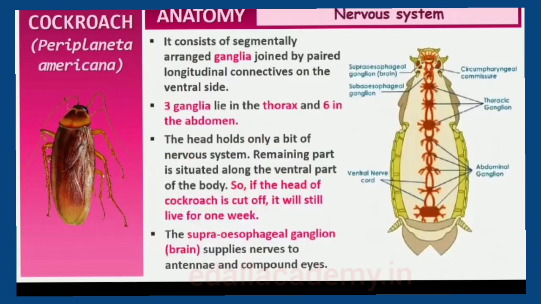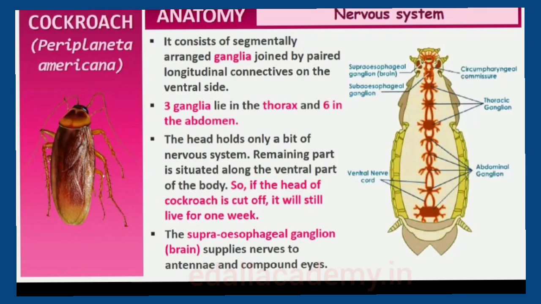The nervous system of cockroach consists of a series of fused, segmentally arranged ganglia joined by paired longitudinal connectives on the ventral side. 3 ganglia lie in the thorax, and 6 in the abdomen. The nervous system of cockroach is spread throughout the body. The head holds a bit of a nervous system while the rest is situated along the ventral, belly side, part of its body. So, now you understand that if the head of a cockroach is cut off, it will still live for as long as 1 week.